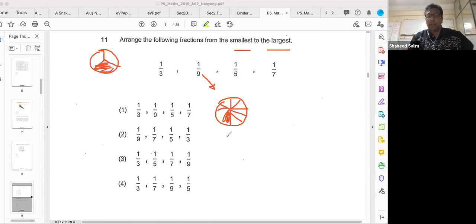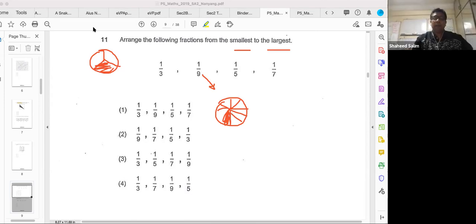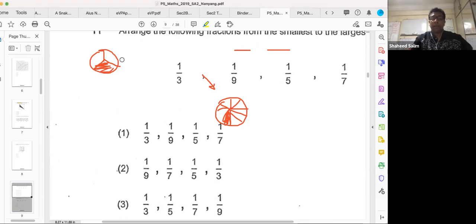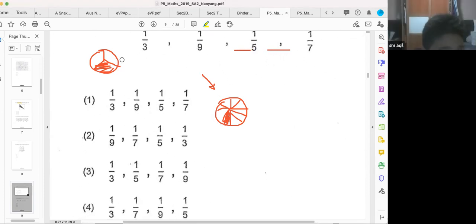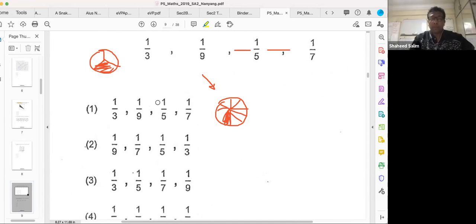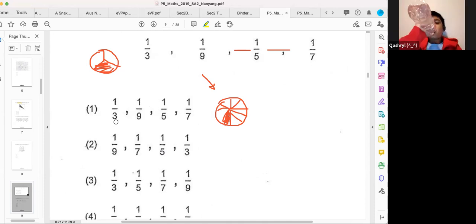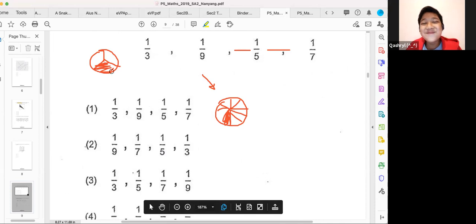Shakil, come on. Okay, Husna, yes, Shafia. Shakil, what about you? The smallest is which one? 1/9 should be smallest, right? Because the slice is very small. Yeah. So which one? Now down here, is it smallest to biggest or biggest to smallest? Smallest to biggest. I'll take 1 out of 3, but that's the biggest. 1 out of 3 is very big, no?